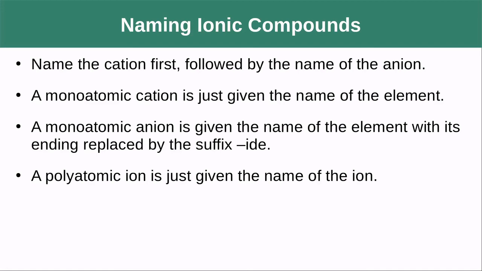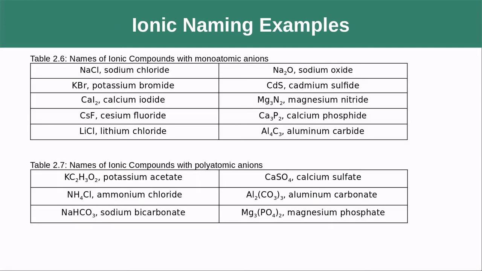Okay, when we're naming ionic compounds, we want to name the cation first, followed by the name of the anion. A monoatomic cation, so we only have 1 atom here, is just given the name of the element. A monoatomic anion is given the name of the element with its ending replaced with the suffix "ide." A polyatomic ion is just given the name of the ion. So let's look at some examples.